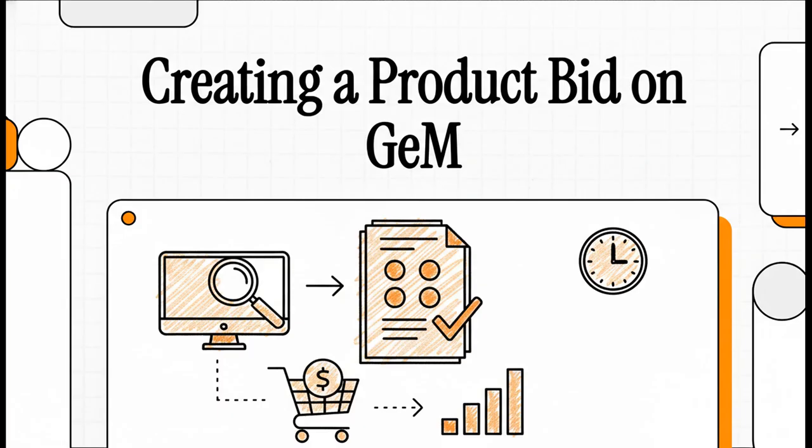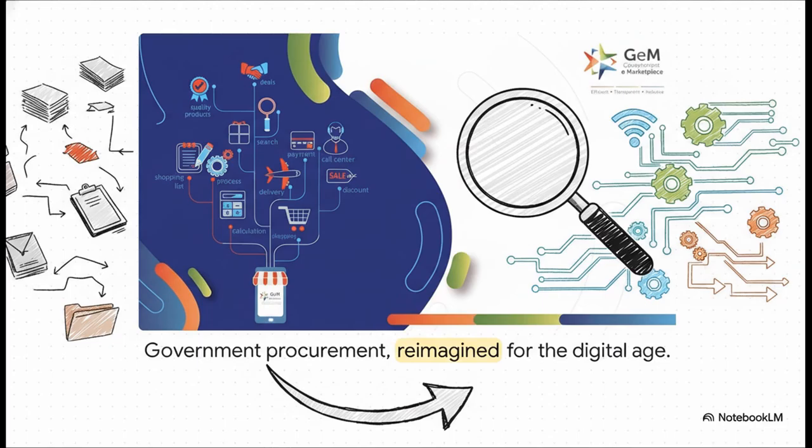Today we're jumping right into one of the most important things you can do on the platform, creating a product bid. If government procurement has ever seemed a bit confusing, well, this one's for you. We're going to walk through it step by step so you can navigate the whole thing like a pro. Let's get into it. So, what is GeM at its heart?